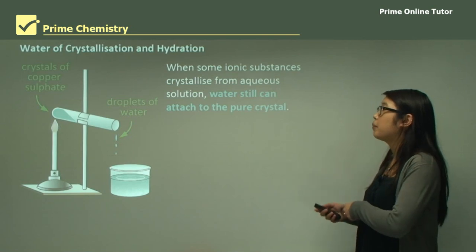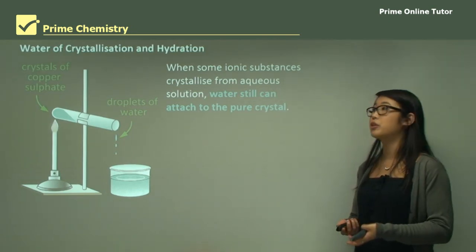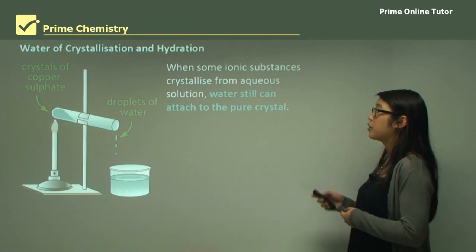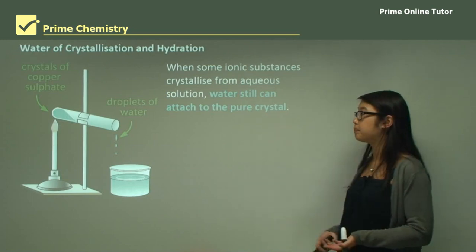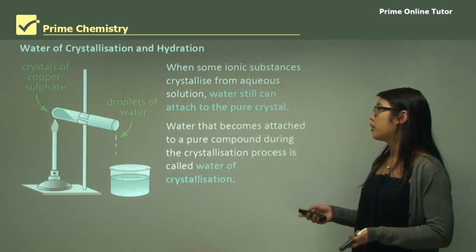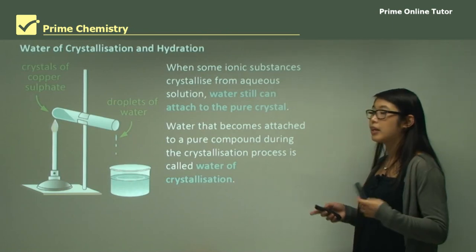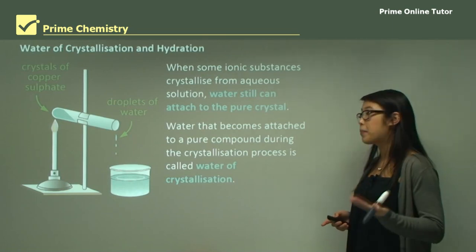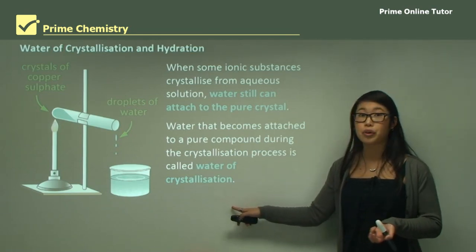When some ionic compounds crystallize, so that means we're taking the water out and it's reforming the crystal structure from an aqueous solution, we can produce pure crystals, so that means there's no water in them. But water can be attached to some of these compounds. So when we crystallize it, we're trying to get rid of all the water and evaporate it, but sometimes water gets trapped in there, and that's the water of crystallization.